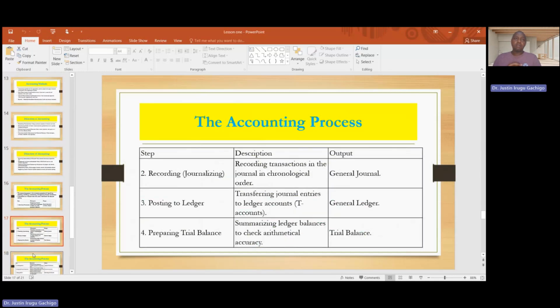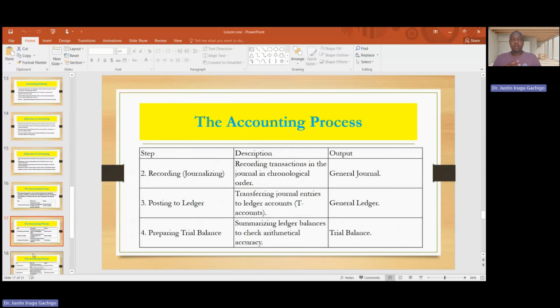Now the next step is to record, or what we call journalizing. This is recording transactions in the journal in chronological order. Chronological order means if you have a journal book, you normally abbreviate journal as JV. So you have JV1, JV2, JV3, JV4. These JVs are the ones used for supporting the audit. So the output for recording is the general journals.